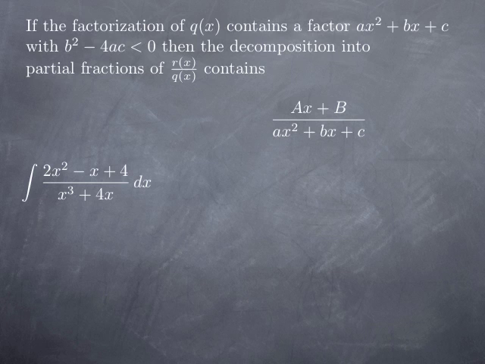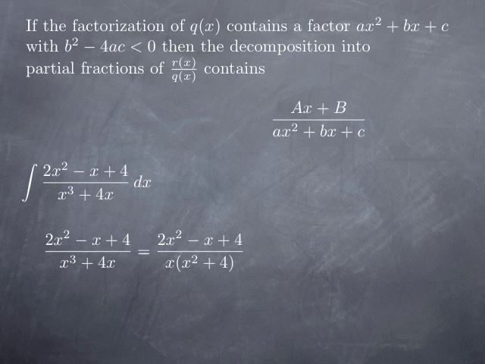Let's say we want to integrate 2x squared minus x plus 4 divided by x cubed plus 4x. The first observation is that the degree of the top is already less than the degree of the bottom, so we don't need to do long division. So the next step is to factor the denominator, which in this case factors as x multiplied by x squared plus 4. X squared plus 4 is an irreducible quadratic term. We cannot factor that any further, at least in the real numbers, because it's x squared plus a positive number. Certainly it doesn't have any zeros. It cannot be 0.